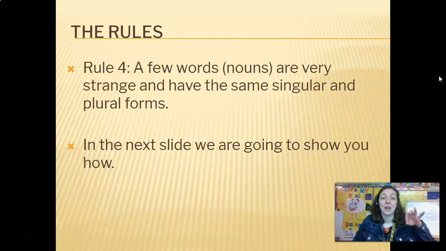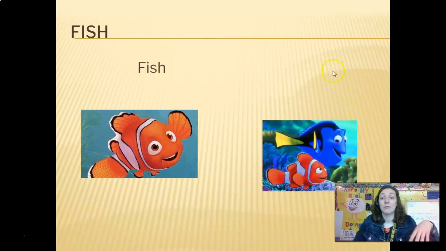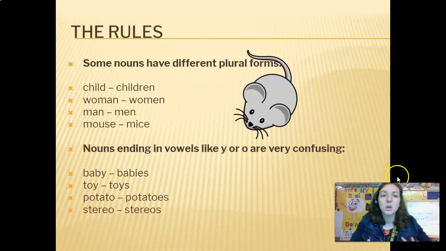Okay, so a few words are very strange and have the same singular and plural form. For example, fish. If I just have one fish, Nemo is a fish, it's the same for more than one fish. So if I have one fish or two fish, if I have a million fish, it's not fishes, it's fish for both. Same with deer. So one deer is a deer, but if I have 14 deer, it's still just that singular word, okay? And those are the ones you'll start to recognize because, like we've said, they're very unusual.